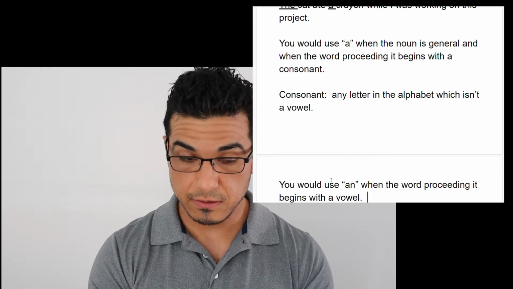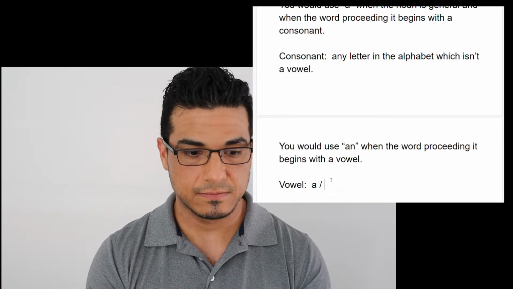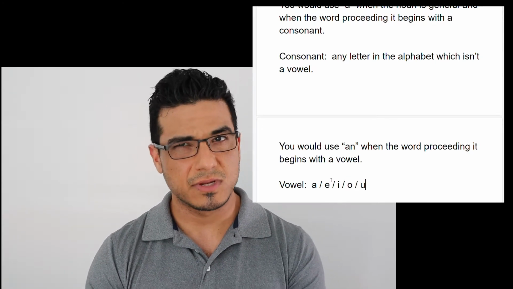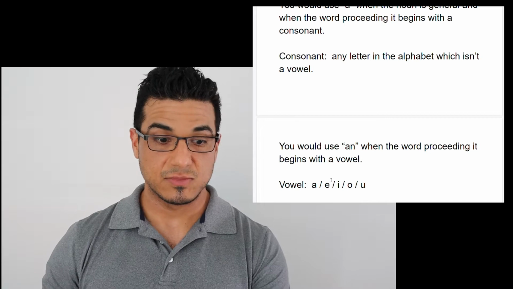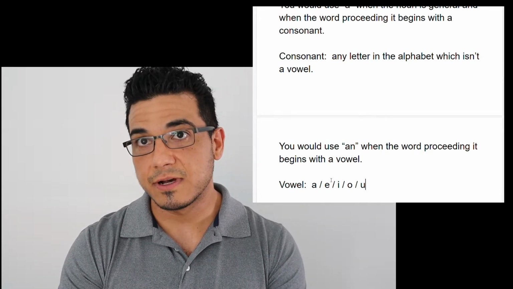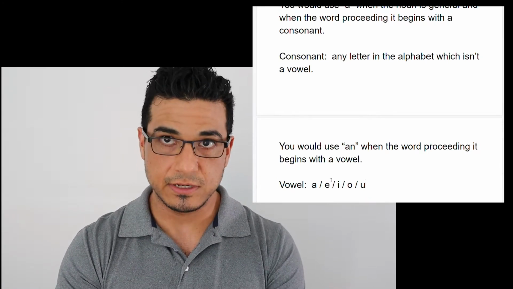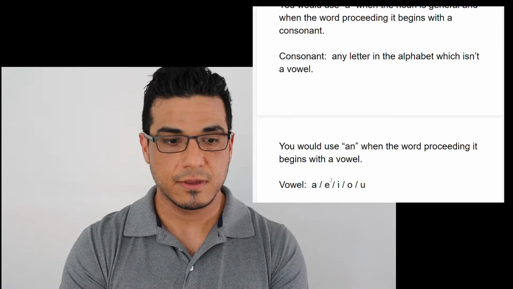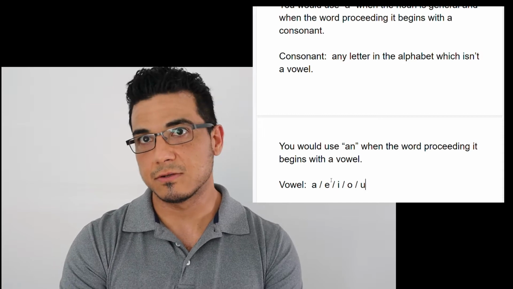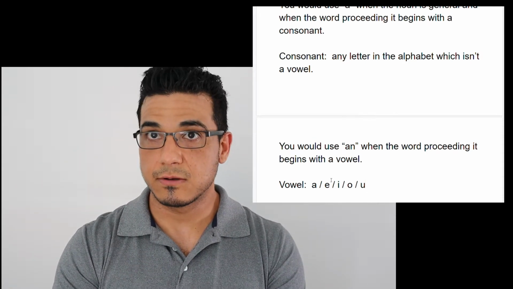And as a reminder, a vowel can be A, E, I, O, or U, sometimes Y, but much less often. So again, if the word following the article begins with a vowel, you're going to use an, always, all right? If it begins with a consonant, so if it doesn't begin with one of those five vowels, then you would just use the article a.